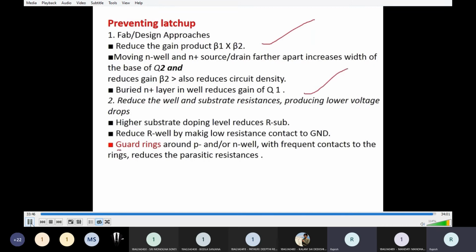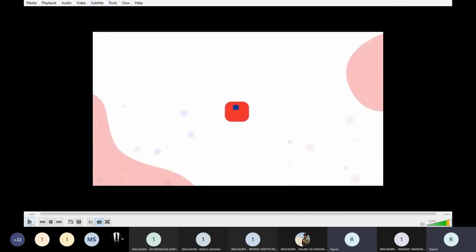One is guard rings. You have to use guard rings. Fab design approaches reduce the gain product, moving well and substrate contacts. So these are the precautions we have to take to reduce the latch up condition.